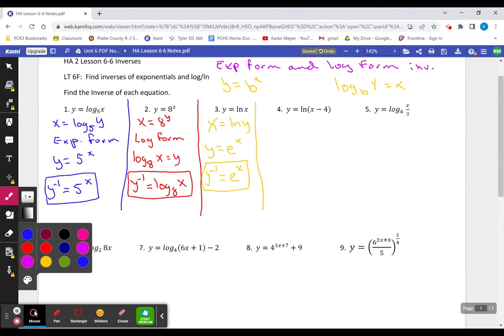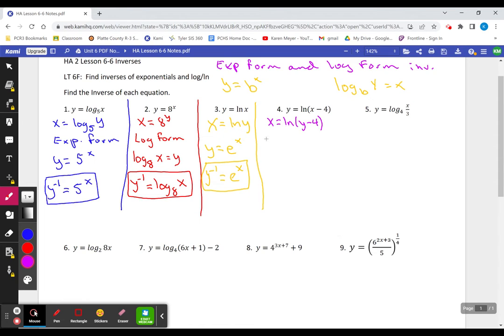Okay, let's look at 4. Start by switching x and y. So x equals ln parentheses y minus 4. Now the y minus 4 is in the parentheses, so that means it's grouped together. So don't try to add the 4 over right now. We're not allowed to do that because it's grouped in the parentheses. The only way to make the parentheses go away is when you rewrite it in the other form. So let's go into exponential form.